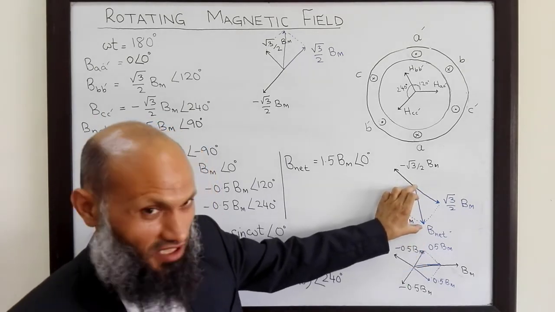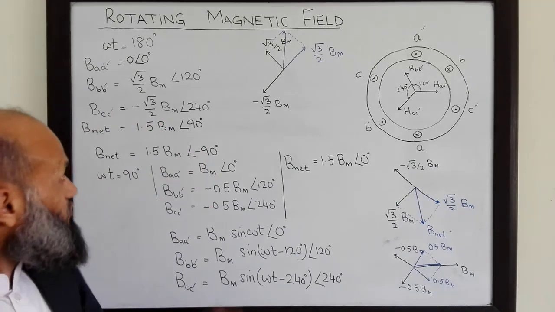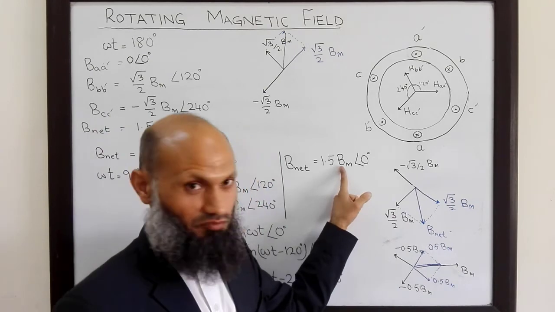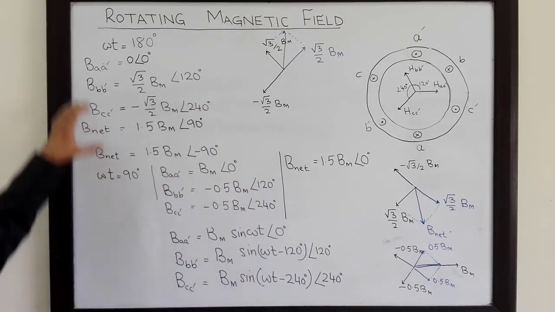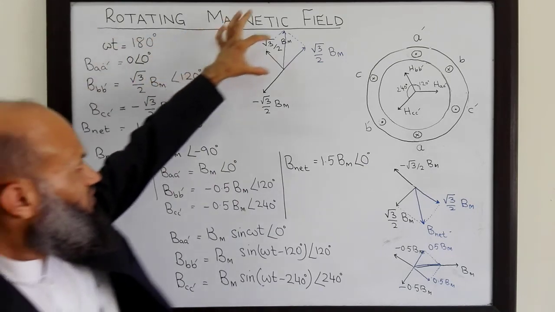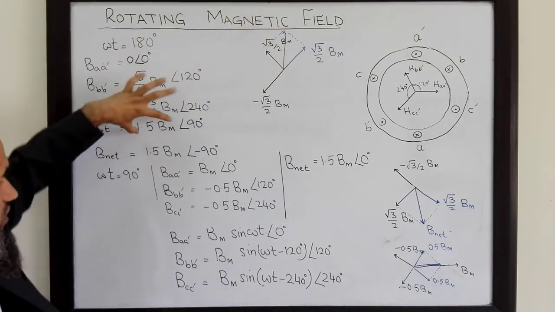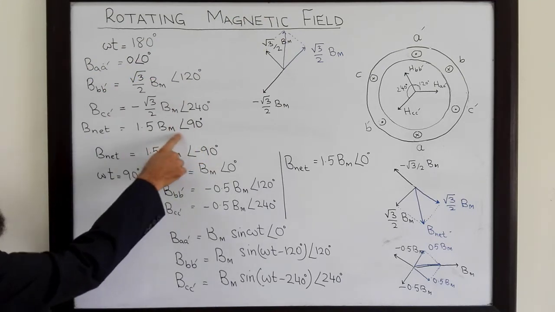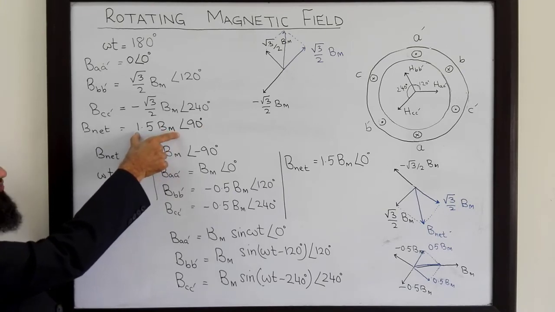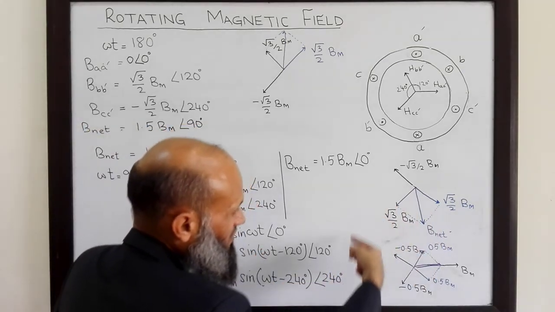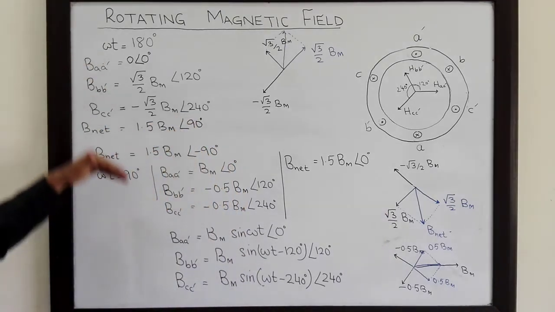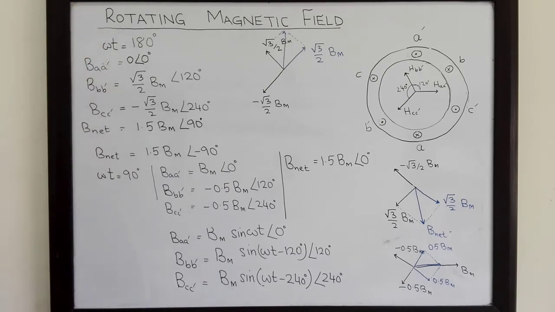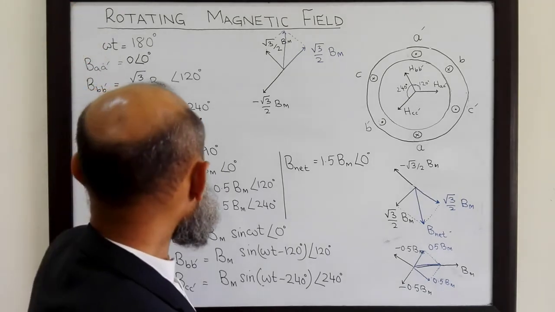magnitude is 1.5 Bm, angle is minus 90 degrees. At omega t equal to 90 degrees, we have this resultant vector, 1.5 Bm, angle 0 degrees. At omega t equal to 180 degrees, we have this resultant vector, magnitude equal to 1.5 multiplied by Bm and angle 90 degrees. That is, magnitude of the resultant flux density vector is always 1.5 Bm and it is rotating. You can even verify it for the next time instant, that is omega t equal to 270 degrees.